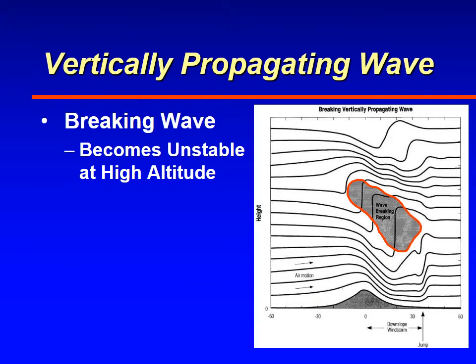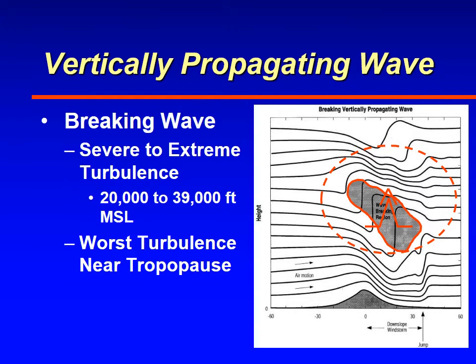Now, this wave is not necessarily bad if the wave is laminar flow. In other words, if it does not break, if there's not turbulence with it, then of course you get a smooth ride, except that you're going up and down. You have updrafts and downdrafts. But the worst case scenario is that the amplitude of the wave becomes so great that the wave breaks. And when you have breaking wave, it produces severe to extreme turbulence. This is typically concentrated to anywhere from about 20 to 39,000 feet. And of course, near the tropopause is where you usually have the worst type of turbulence.